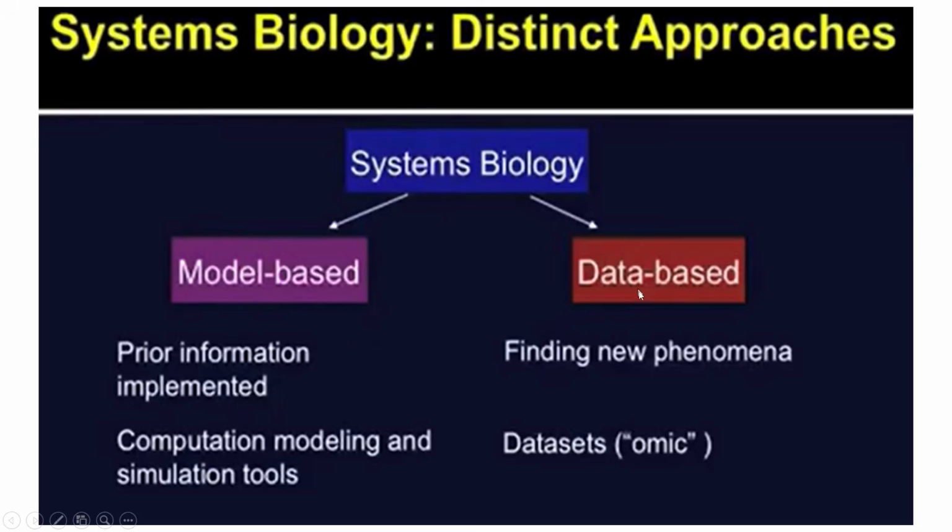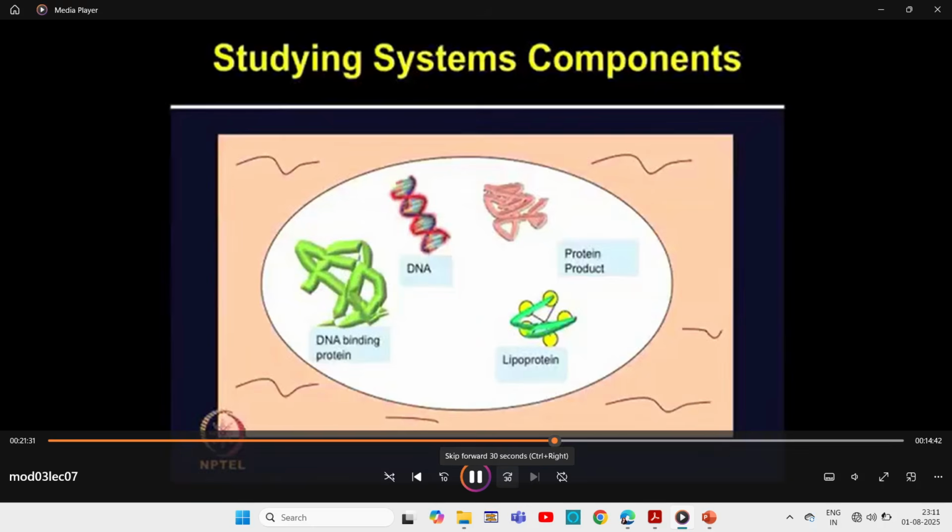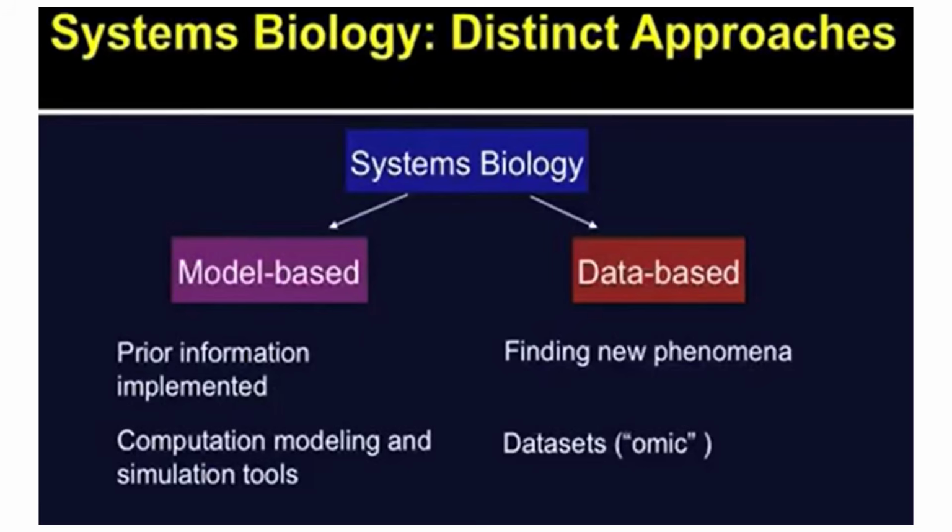Database based indicates you create certain hypotheses, do certain experiments, and create data out of it. In model based, you already have some prior information, some prior literature. You take all of those data, try to simulate that data, create models, and derive certain conclusions out of it.